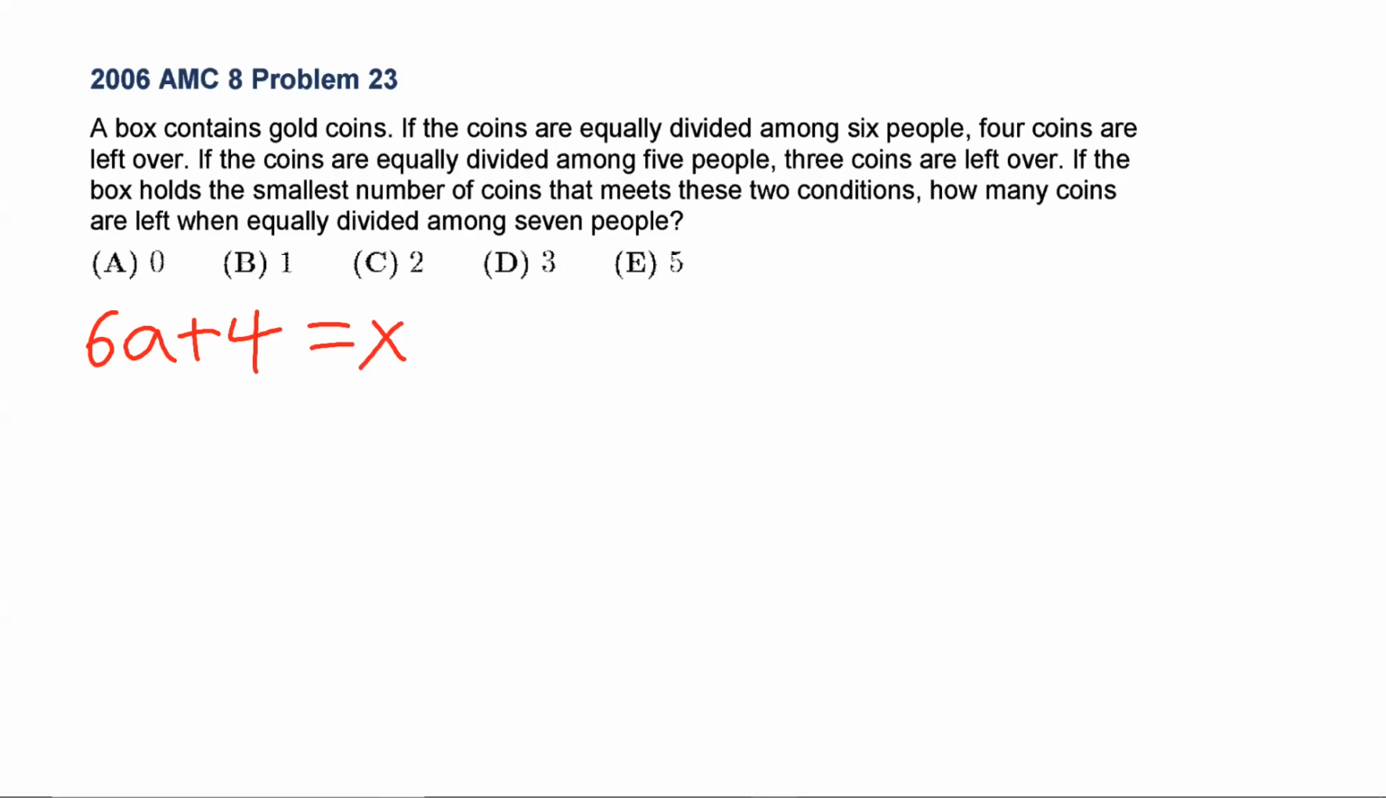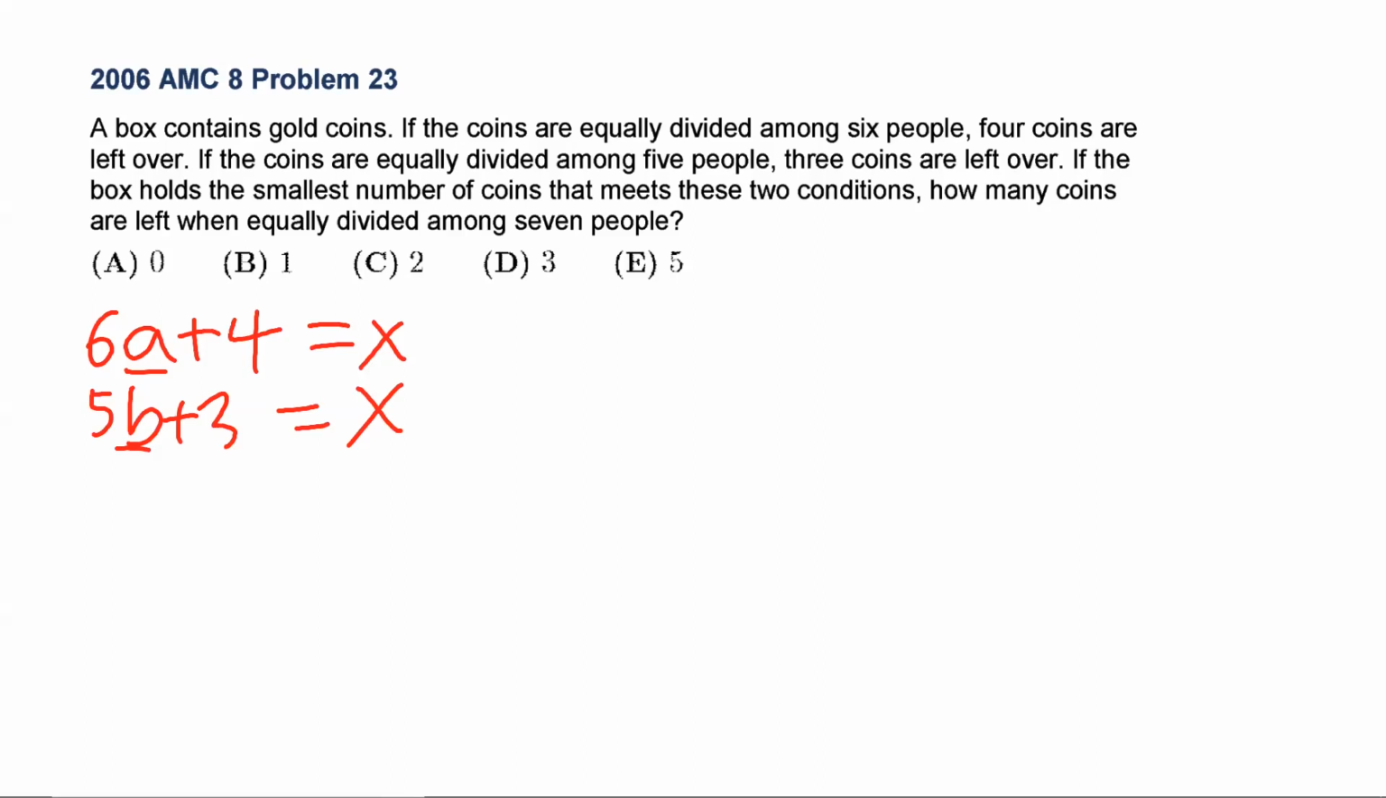And if the coins are equally divided among 5 people, 3 coins are left over. So let's say in this scenario, you give each of the 5 people B number of coins. Then 5B plus 3 would be the number of coins you have, which is X. Note that A and B are actually not necessarily equal. So now they're asking if the box holds the smallest number of coins that meets these two conditions, how many coins are left when equally divided among 7 people? So basically they want you to divide X by 7 and see what the remainder is.